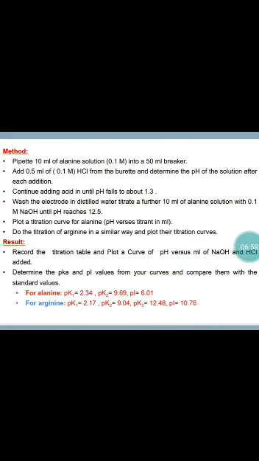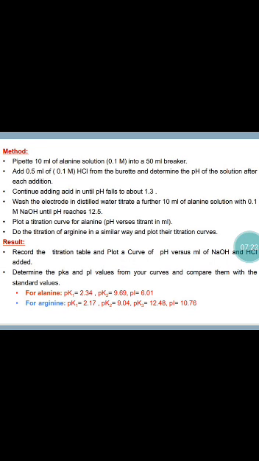Experiment method. How do we calculate or determine the pK value of an amino acid by the titration method? First we discussed the titration method, how through the titration curve we calculate the pK value and how we determine the pI value. Now we will see it here experimentally.